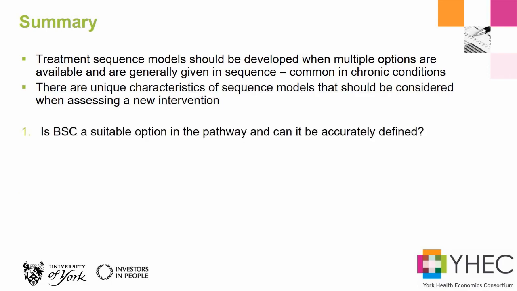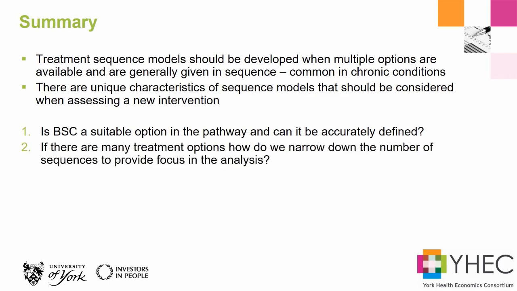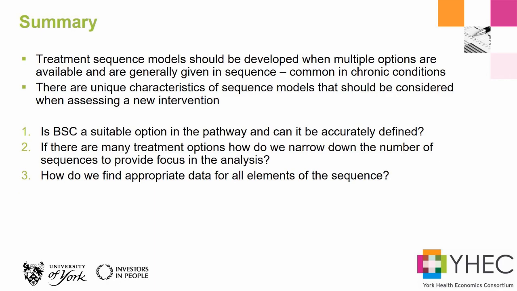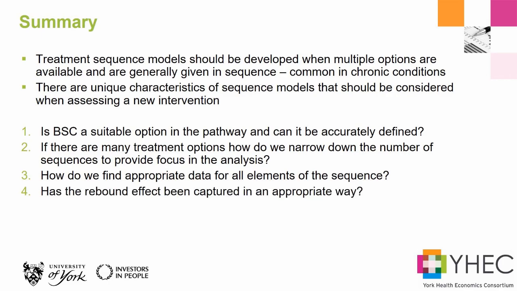So, is best supportive care a suitable option in the pathway, and can it be accurately defined? If there are many treatment options available, how do we narrow down the number of sequences in order to provide focus to the analysis? How do we find appropriate data for all elements of the sequence, and in particular efficacy data for each position in the sequence? And lastly, has the rebound effect been captured in an appropriate way?